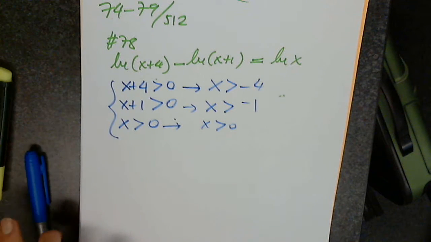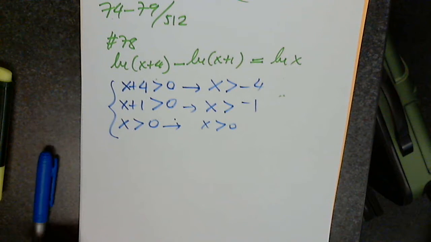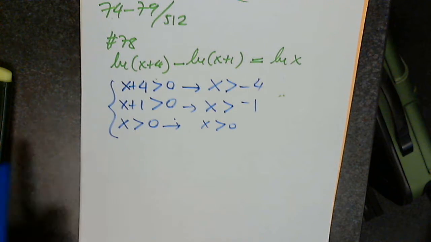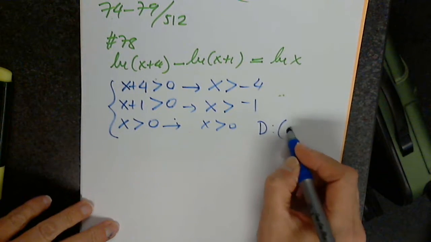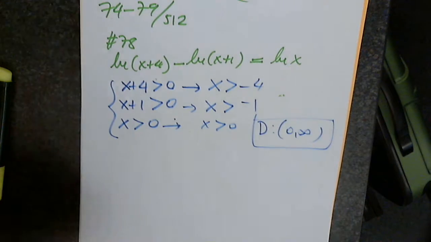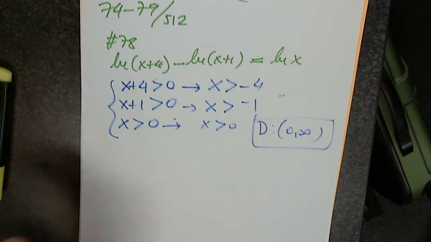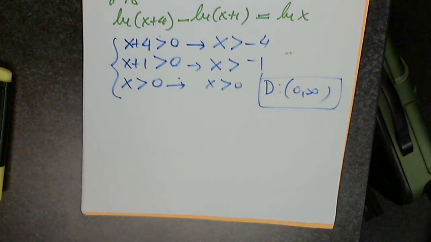So you can graph all this if you want to, but here's my explanation. The first one is from -4 to infinity. The next one is further to the right, from -1 to infinity. And the next one is further to your right, from 0 to infinity. Where do these three overlap? 0 to infinity. So I'll say the domain is 0 to infinity. And if I don't get a solution that is strictly greater than 0, I will say, sorry, it's not a solution. Okay, now let's look at the left-hand side.